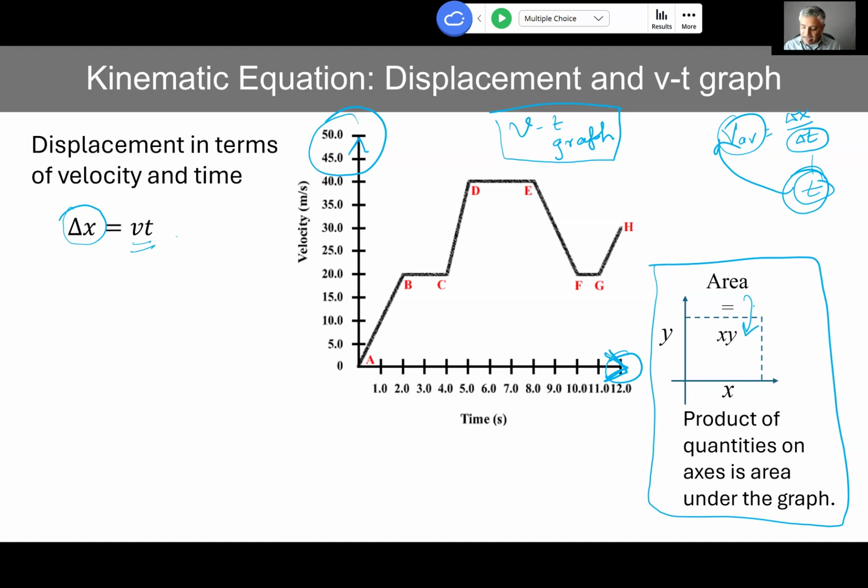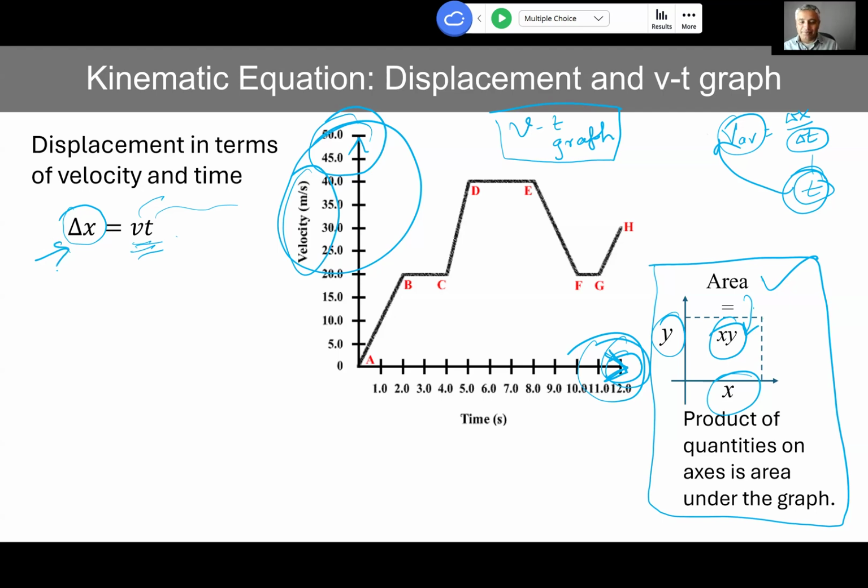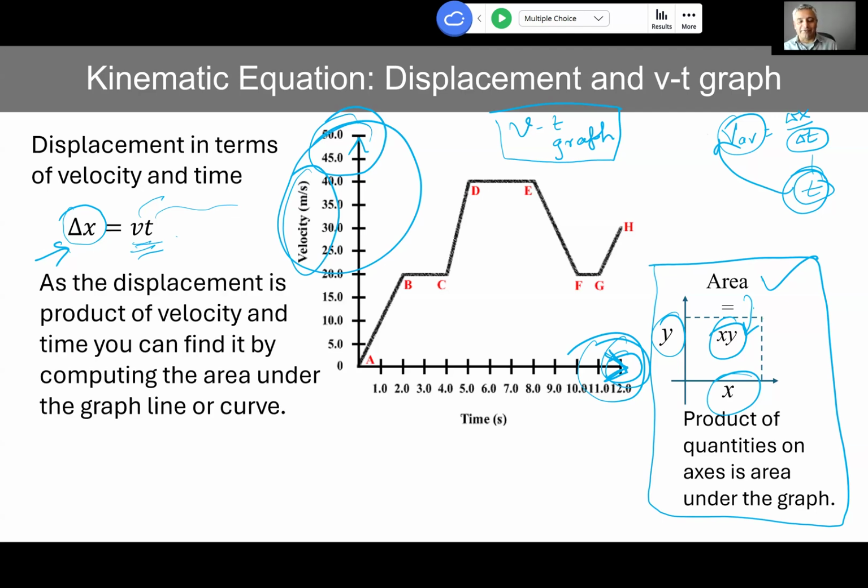Same idea. We use the same idea. Here, we need a product of these two axes, the v axis and t axis. Just like we had y and x, and product means area. Similarly, we have v and time, and product means area. And product also means displacement. So that means displacement from a velocity versus time graph is found by finding the area under that line or curve.